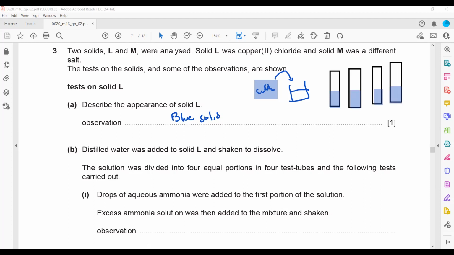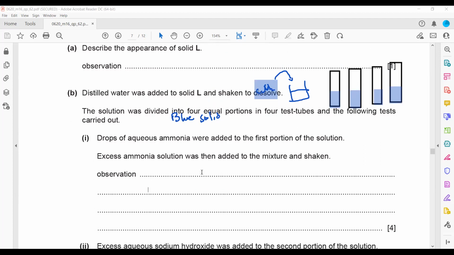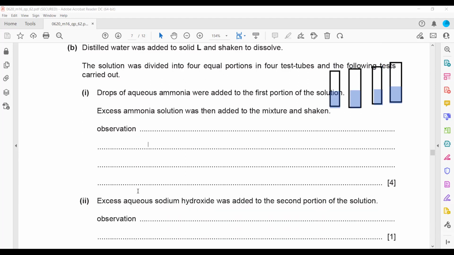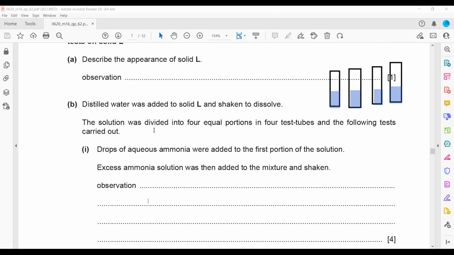What we did in the first test tube, we add aqueous ammonia, ammonia solution. So when we add aqueous ammonia, first we add drops and then we add excess. So the moment we add drops of ammonia, we will observe blue PPT. In exam, no need to write precipitate. You write PPT, you will get the marks. So blue PPT, and then in excess, the PPT dissolves.